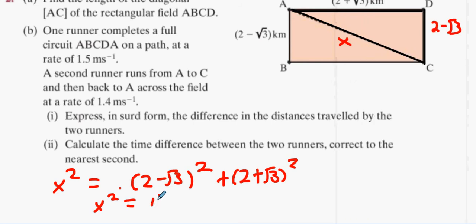That's 14. Right. This means x equals square root of 14. This length here is the square root of 14.